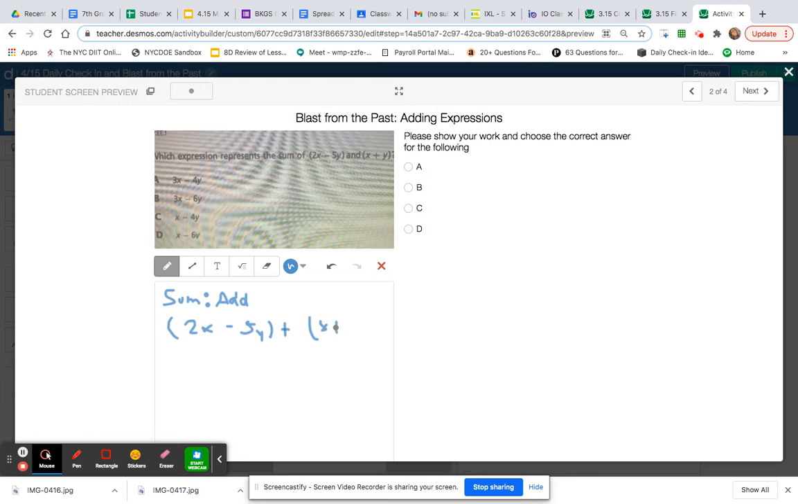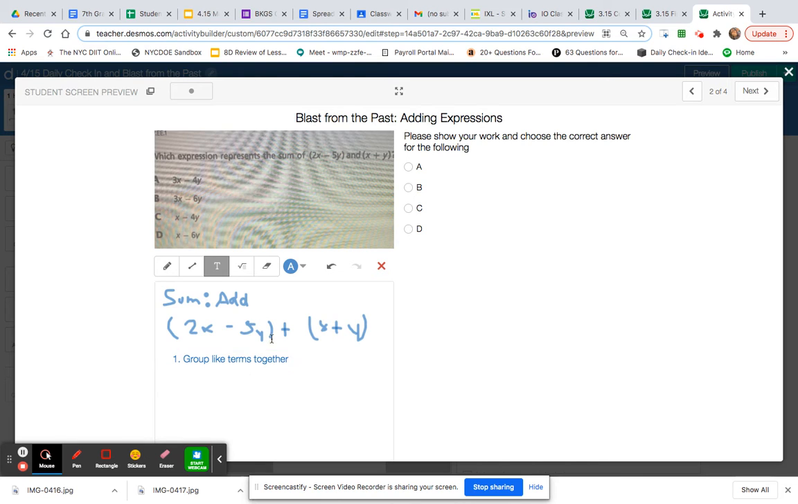So remember when we did our work on adding expressions? Adding expressions is literally combining like terms. So anytime we're adding expressions, the first thing you want to do is group the like terms. Group like terms together.